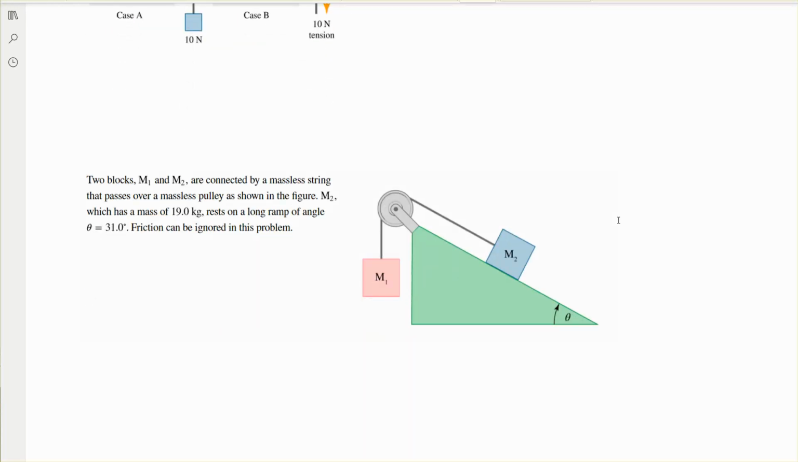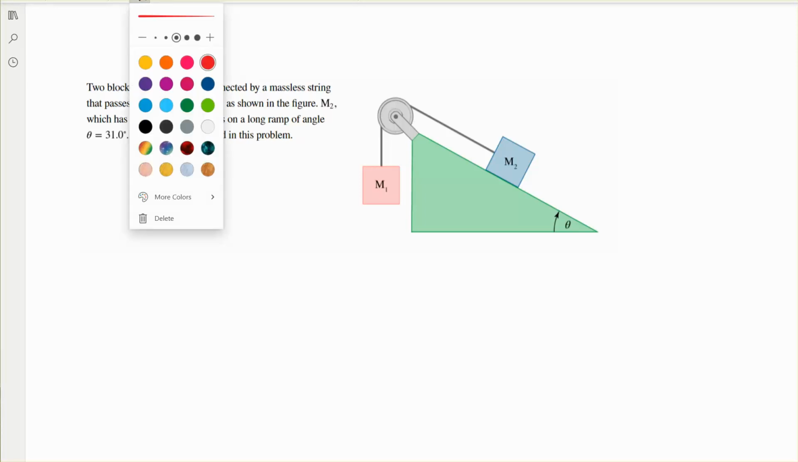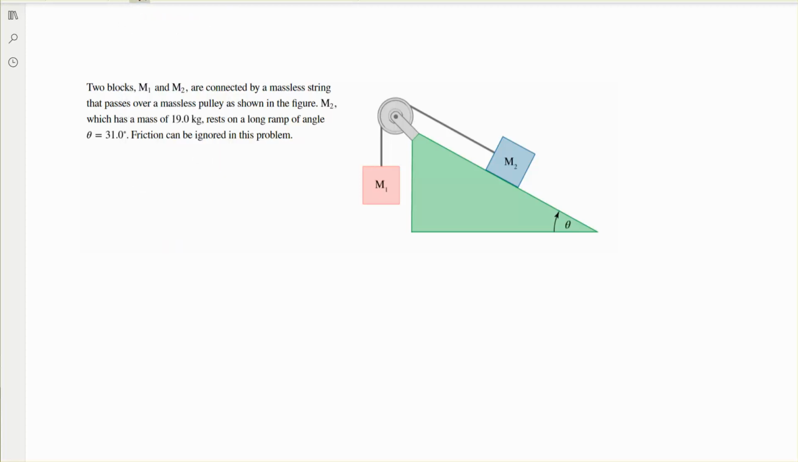Okay, so here we are going to solve a problem like this. This is also a connected block problem. You have two objects, M1 and M2. They connect with each other by a rope. So when you solve this kind of problem, that means you have two blocks, and then each one of the blocks will have different forces acting on each one of them.